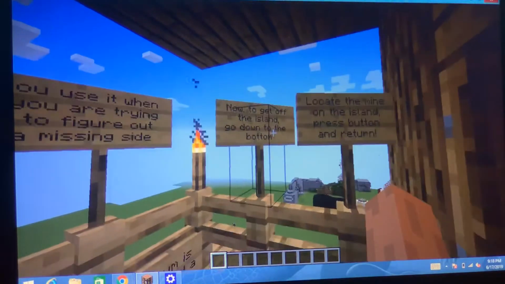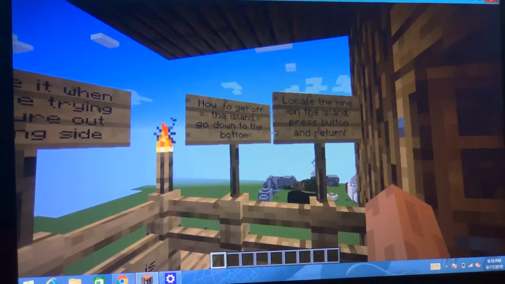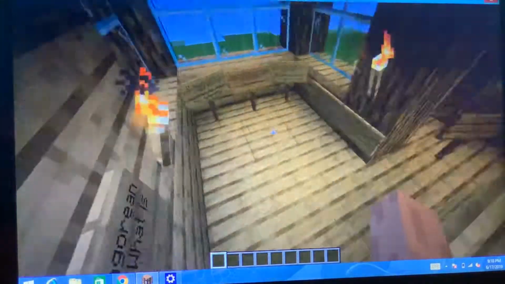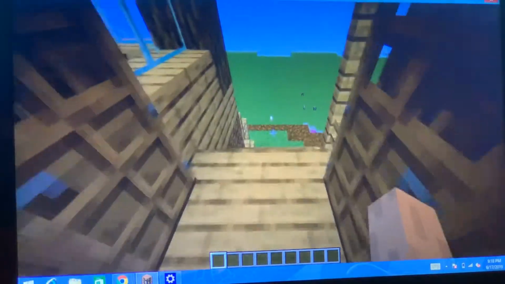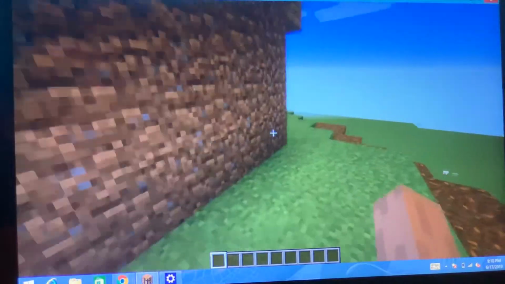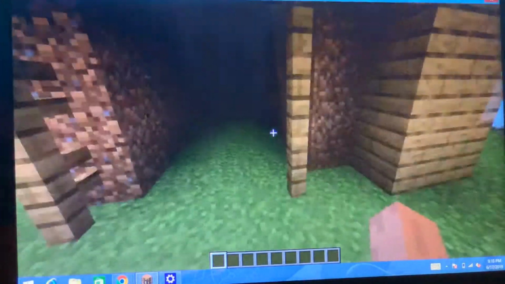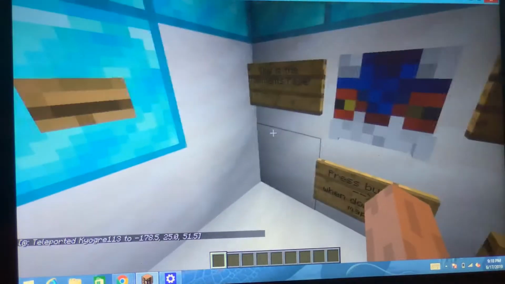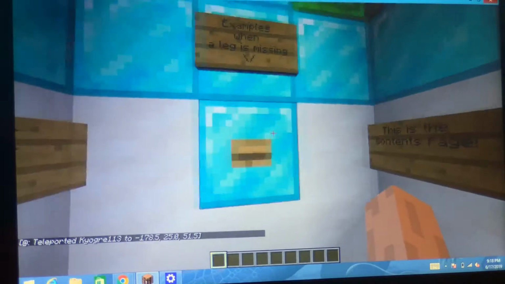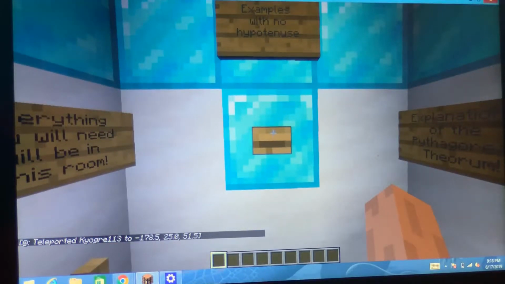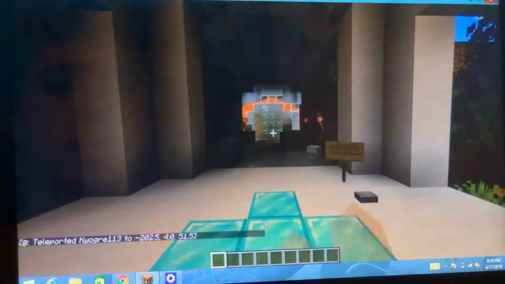Now, to get off, I must find the button located on the mine of the island. This is to have the person who is playing the map just explore around a little bit. So I shall do that. So there is a mine right here, and a button. So as you can see, we return back to the contents page, and now I shall teleport to the example rooms with no hypotenuse, which is the slant.